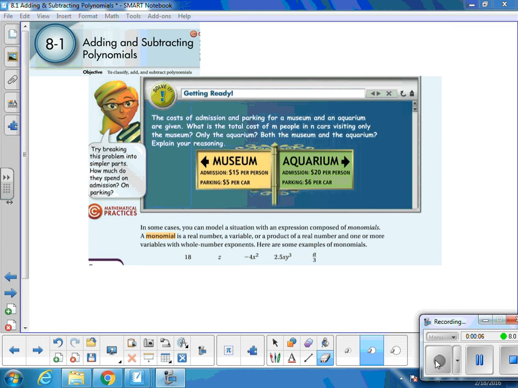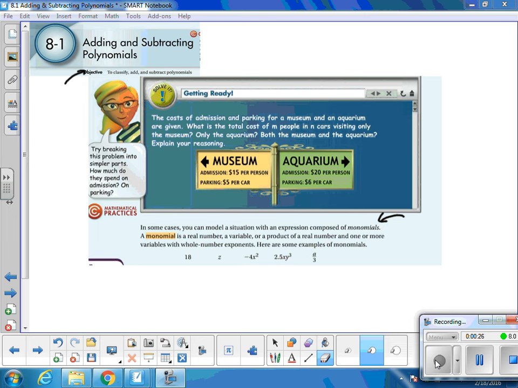Our main objective today is to classify, add, and subtract polynomials. So let's first take a look at this. In this particular situation about admission and parking for a museum and an aquarium, in some cases you can model situations like this with expressions composed of monomials.